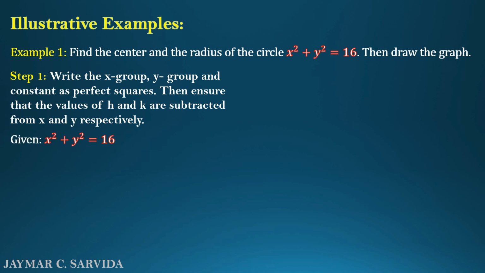So we write the given first: x squared plus y squared equals 16. Then write it in the form of quantity of x minus h squared plus quantity of y minus k squared equals r squared. And then identify the values of h and k of the center of the circle and r for the radius.